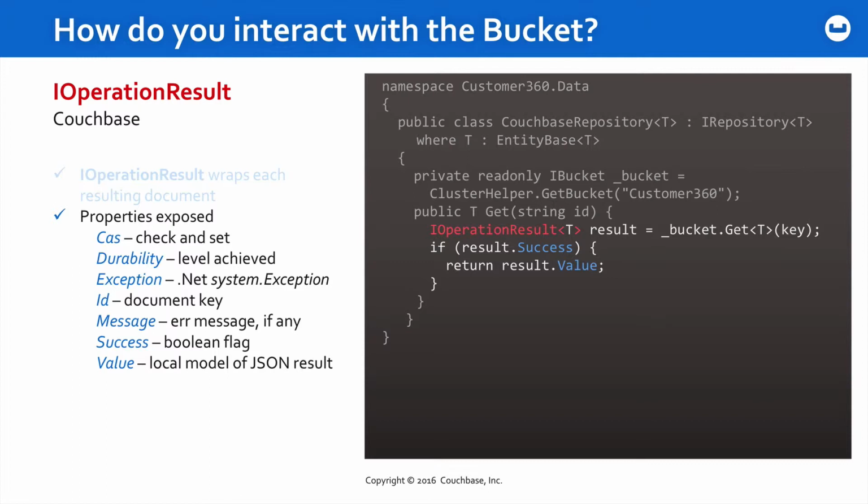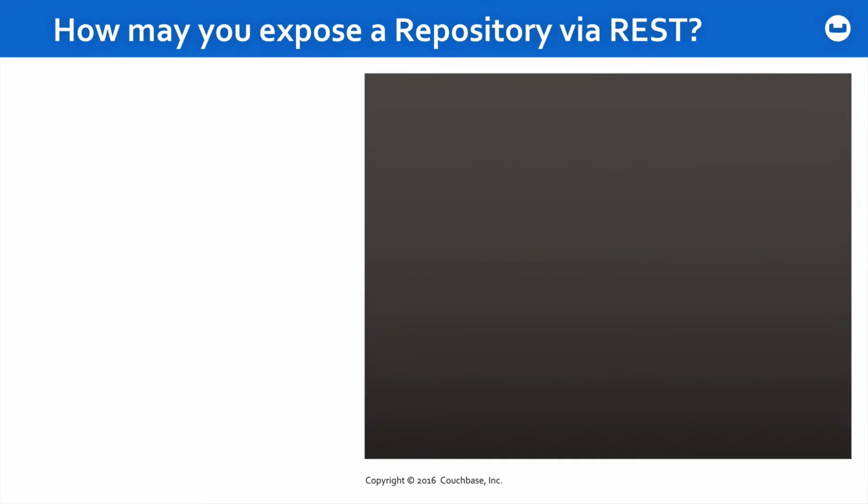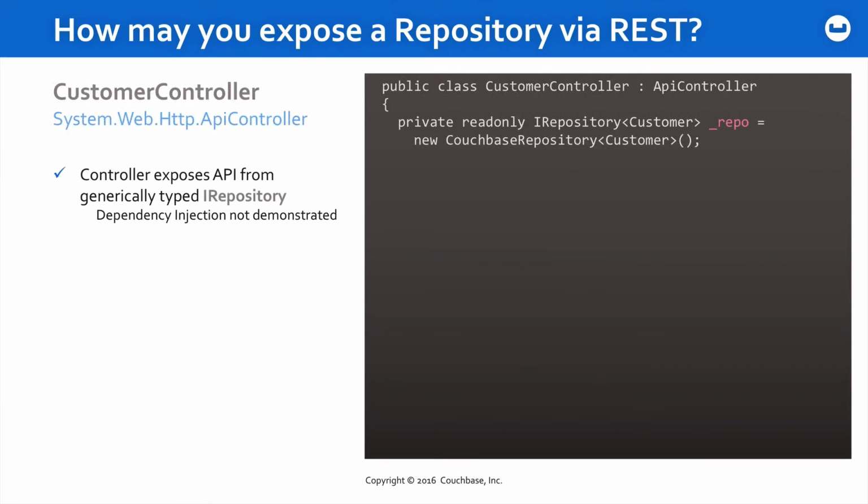There's a Boolean flag as to whether or not the result was successful, and then the value itself. The value is going to contain the locally mapped model corresponding to the JSON result that was received, based on the type that is being passed around. So to expose this repository via REST, well, we'll implement a controller.